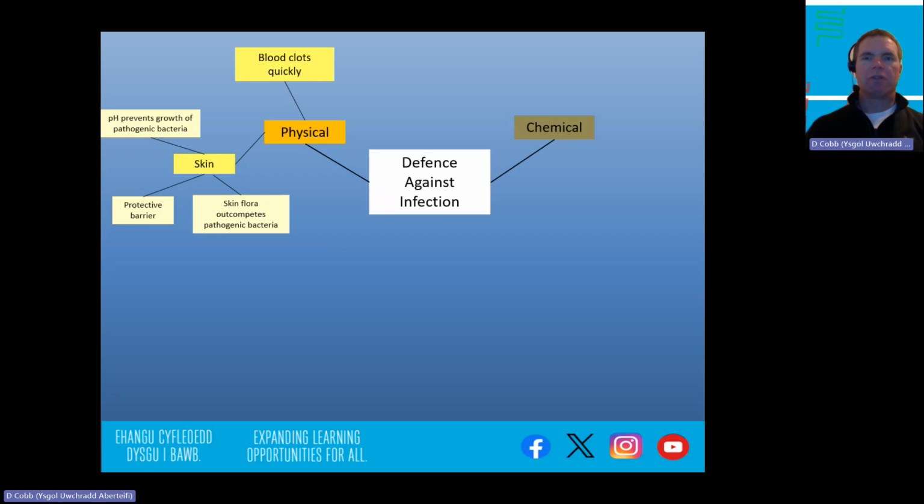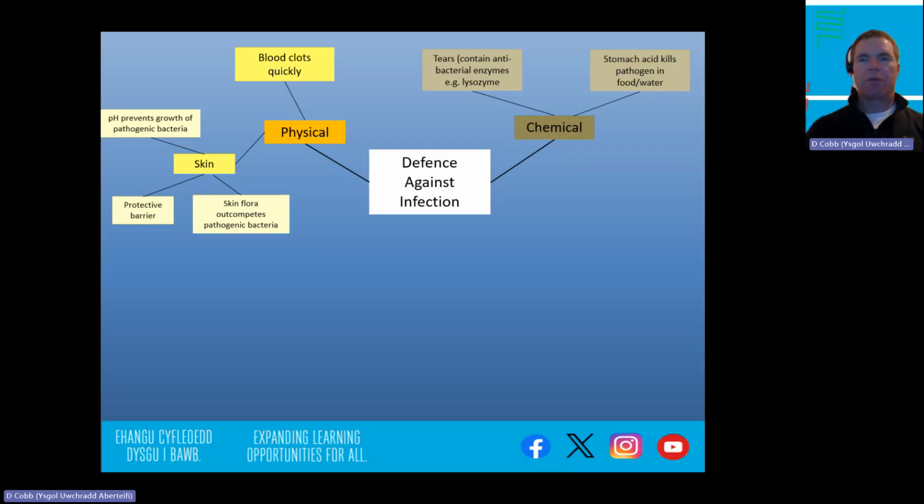Then if we go into chemical defenses, there are a few examples. The first one is your tears. They contain an antibacterial enzyme called lysozyme, which destroys the cell walls of bacteria, and so destroys them.